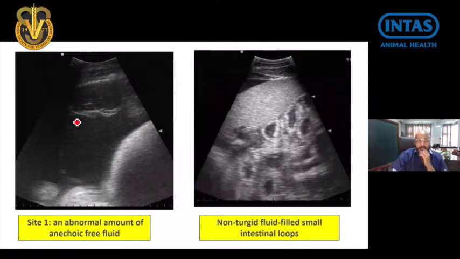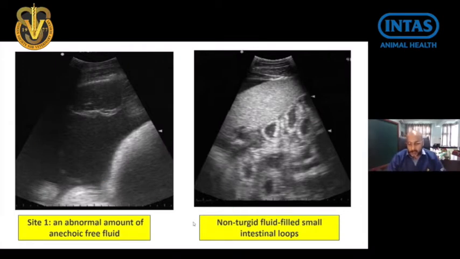Again, coming back to the abnormal findings. This is window one. You can see an abnormal amount of anechoic fluid. That means something serious is going on inside. There is a lot of fluid deposition. At all the windows, what you are going to see is the presence of fluid.